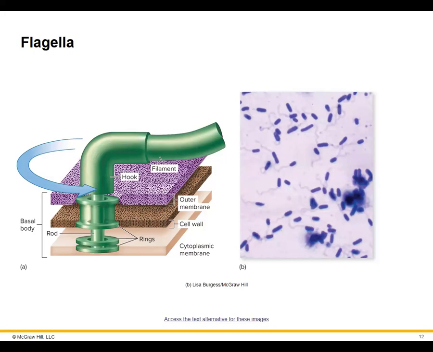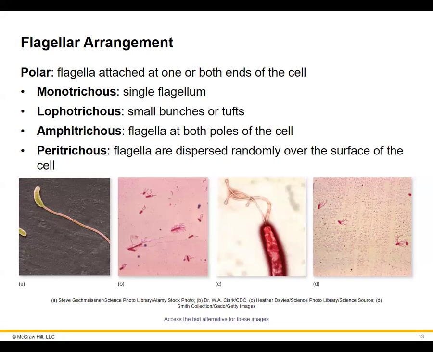Eukaryotes will do that, but our akaryotes, our bacteria, are going to be doing the rotating with this motor-like apparatus. Super neat. We can have flagella basically arranged around the cell in a whole bunch of different ways, and we have to have terms for it, of course, because this is science and we like our terms. So we'll go through these.